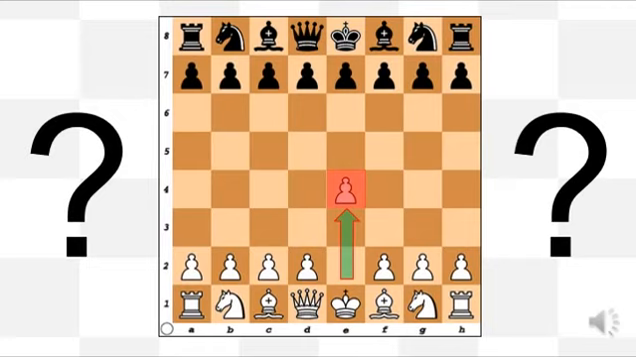Here's a tricky one. Here we see a pawn moving from space E2 to space E4. Remember that pawns do not have a symbol of their own. So what would be the notation?